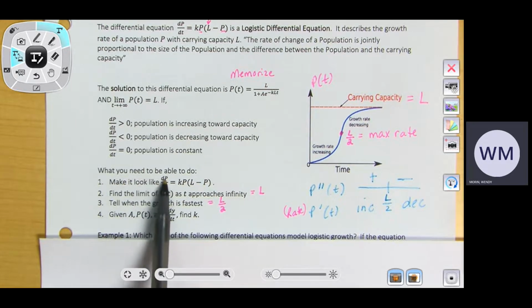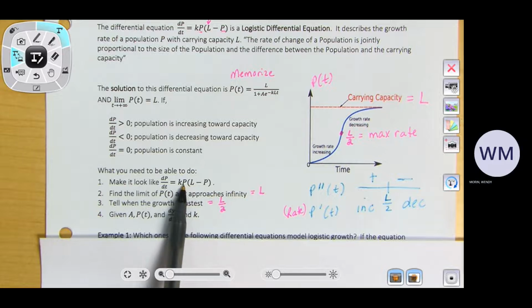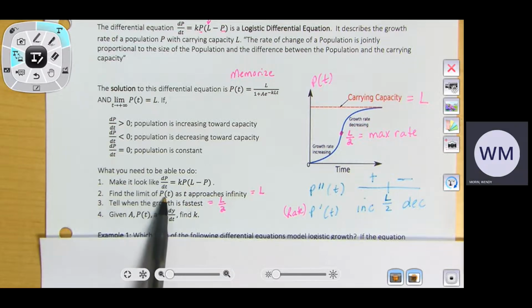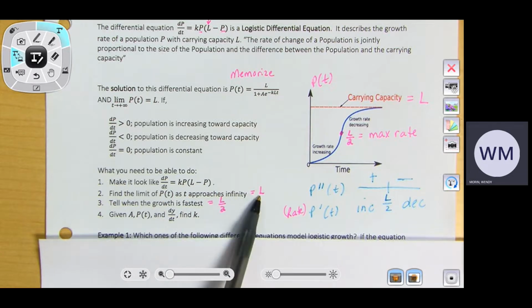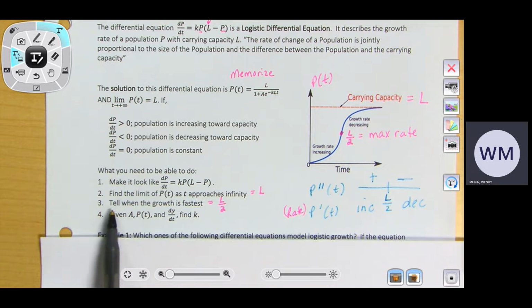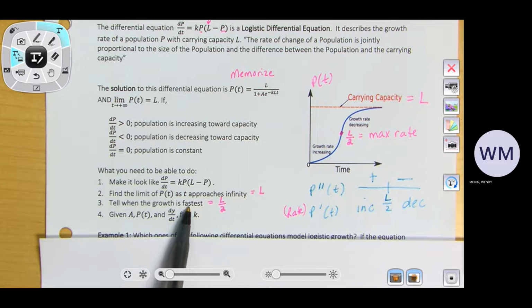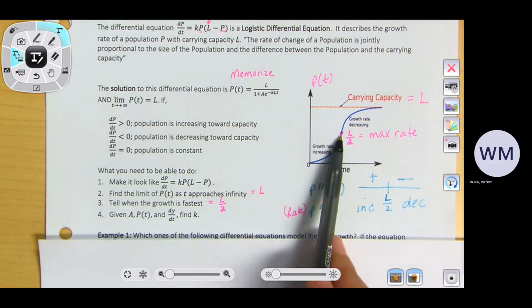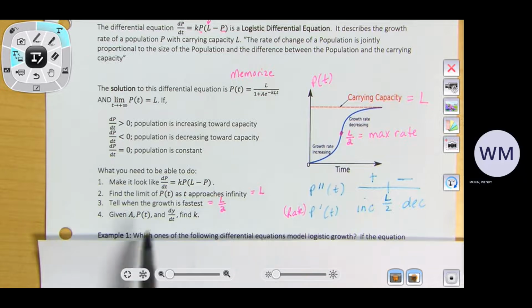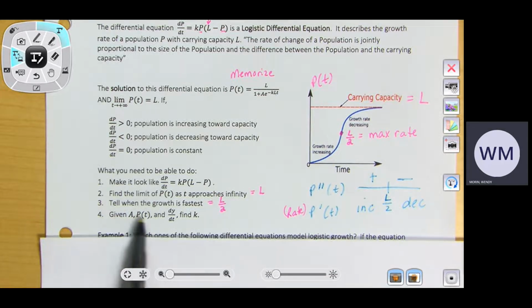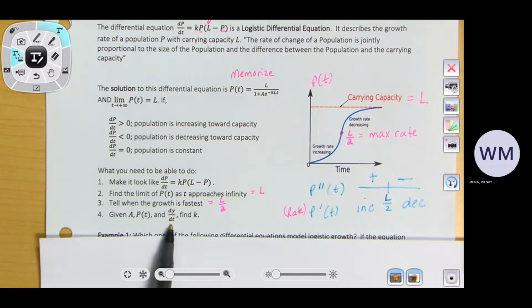Expect to make this look like this, where you might have to factor some things out. Find the limit of your P of t as t approaches infinity. Again, that's just called your carrying capacity. Answer when the growth rate is fastest. The growth rate is always fastest at half of the carrying capacity. And given A and P of t and dy/dt, find k.